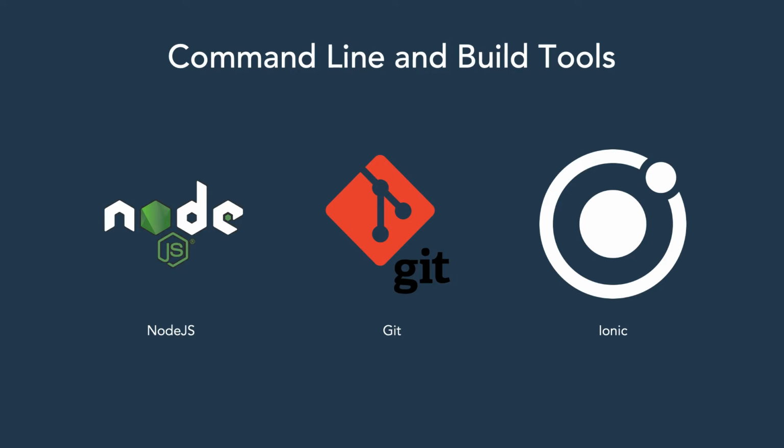Ionic makes heavy use of Node.js, a JavaScript-based runtime environment. You'll need Git and its related build tools. On a Mac, you probably already have it, but we'll make sure. And of course, you'll also need Ionic. Installing these items is pretty straightforward. You should be able to follow right along.